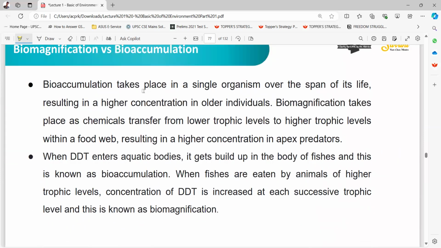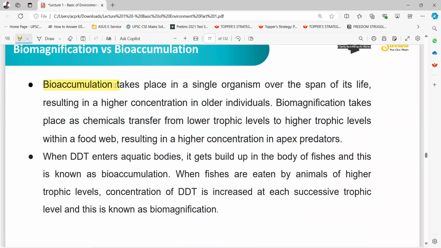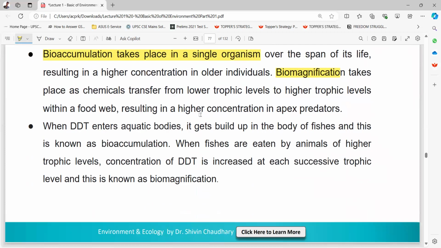Okay. Biomagnification versus bioaccumulation. Bioaccumulation takes place in a single organism over the span of its life, resulting in a higher concentration in the older individuals. Biomagnification takes place as chemicals transfer from lower trophic levels to higher trophic levels within a food web, resulting in a higher concentration in apex predators.